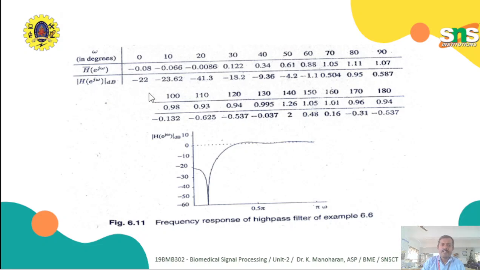Now after this we need to plot this omega versus H bar of e power j omega in terms of dB. So this is the frequency response. So we have some small oscillations. After that we are getting the actual high pass filter response.